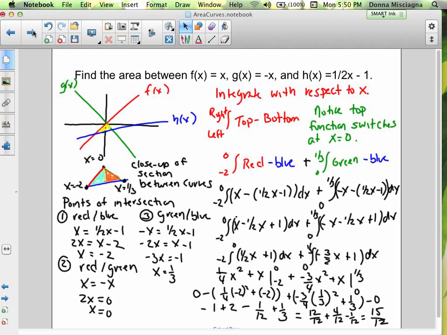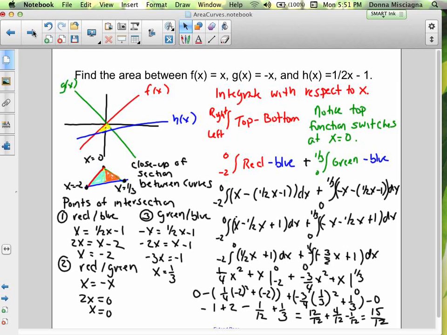All right, and notice they change places. First the red one's on top, and here's my close-up, you can see right below it. The red one's on top, and then the green one's on top. But always the blue is on the bottom. So we have 2 different ones. We go from red to blue, and then we go to green to blue, and we subtract. So we're going to have red minus blue plus green minus blue.